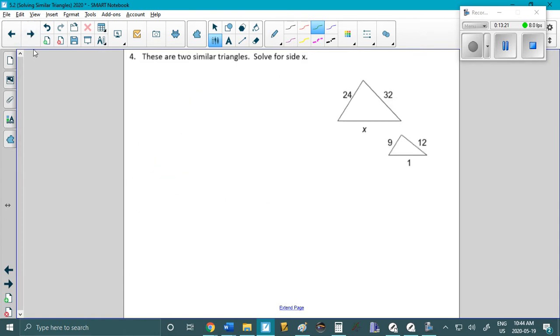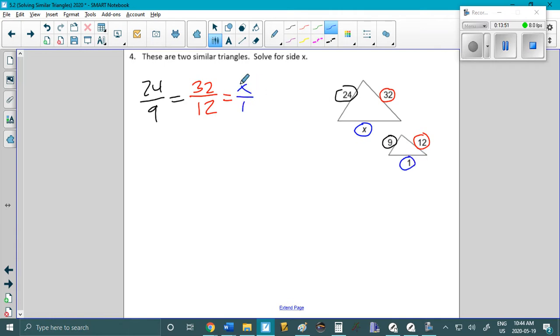Okay, here we go. This is what today is all about. So we have two triangles that are similar, and we're going to solve for x. So the first thing that I do is I write all the ratios. So these sides go together. So 24 over 9 equals, this is from yesterday, 32 over 12 equals x over 1. Notice the order matters. On top, I have the 3 sides of the first triangle, and on the bottom, I have the 3 sides of the second, and the order matters too.